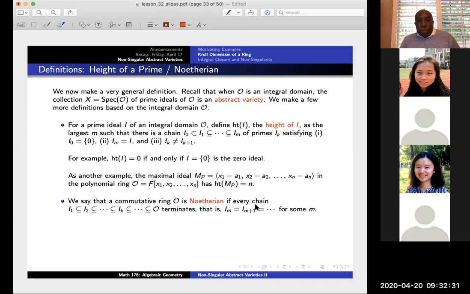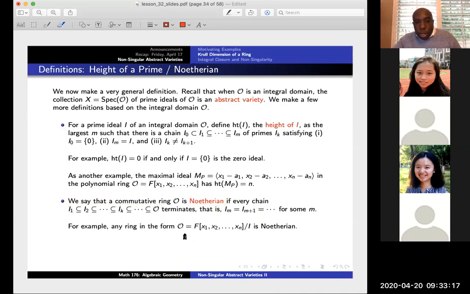Now you may wonder, how do I know that the height is a finite number? Couldn't the m here be infinite? Well, that's the concept of the next idea, being Noetherian. We'll say that a commutative ring is Noetherian if every chain of ideals eventually terminates. That means at some point, it's not going to keep getting larger and larger. At some point, all of the ideals afterwards are equal to each other. So my ascending chain of ideals has to terminate; everything has to stabilize.